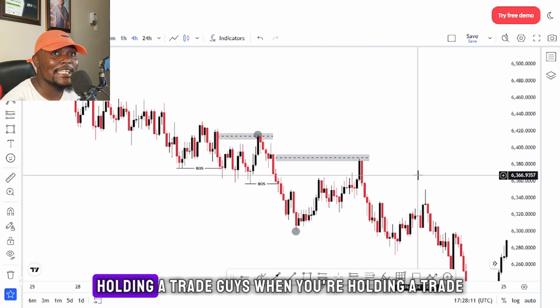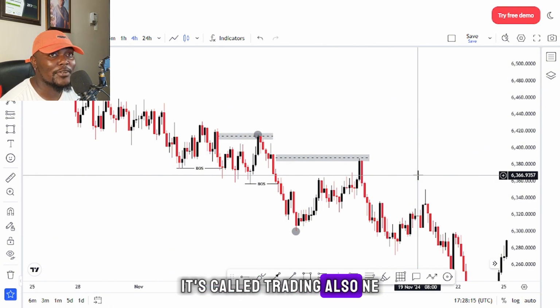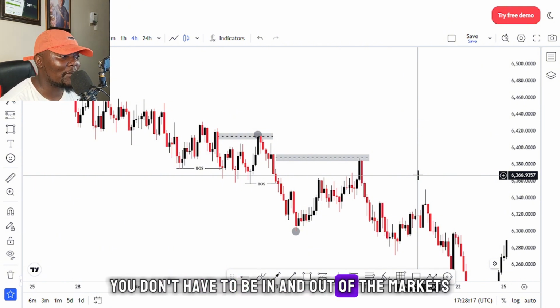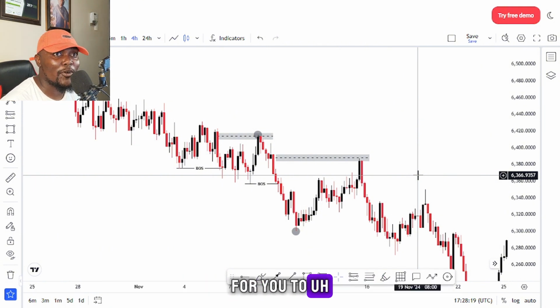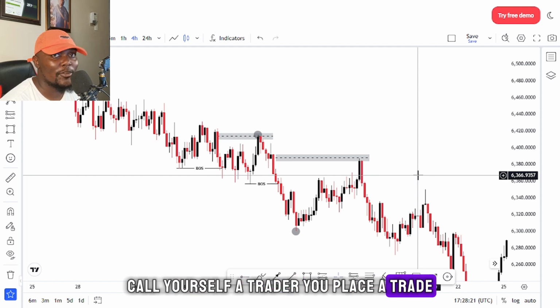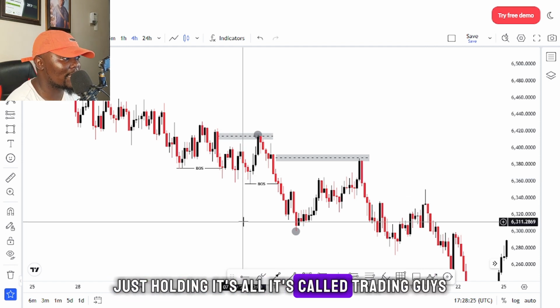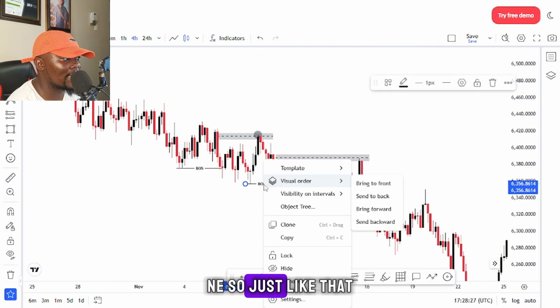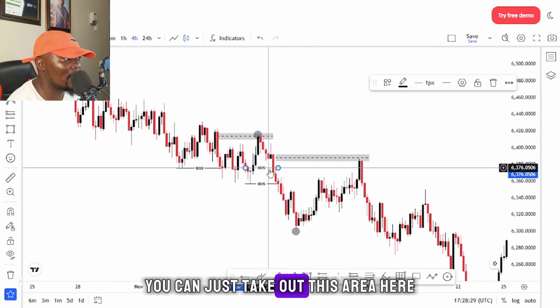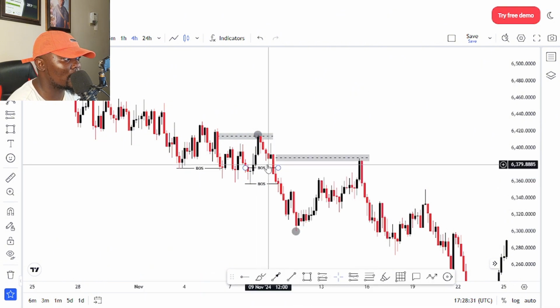And then, guys, when you're holding a trade, it's called trading also, right? You don't have to be in and out of the markets for you to call yourself a trader. You place a trade, you hold, that's also called trading. Just holding, it's called trading, guys, right? So just like that, you can just take out this area here, just like that.